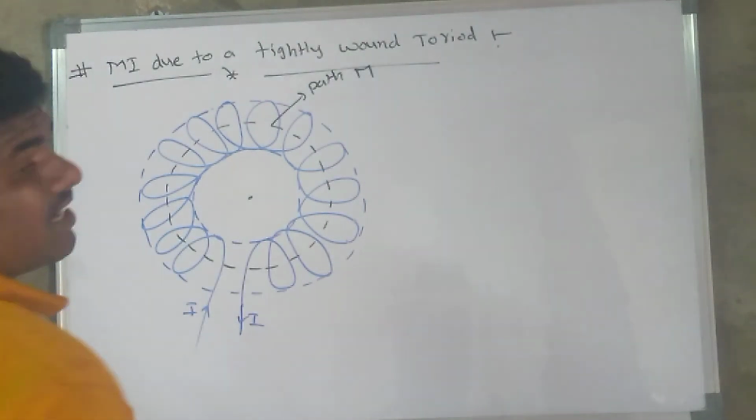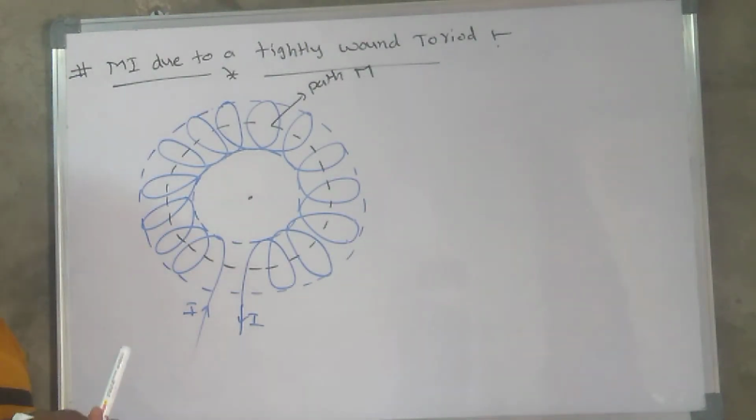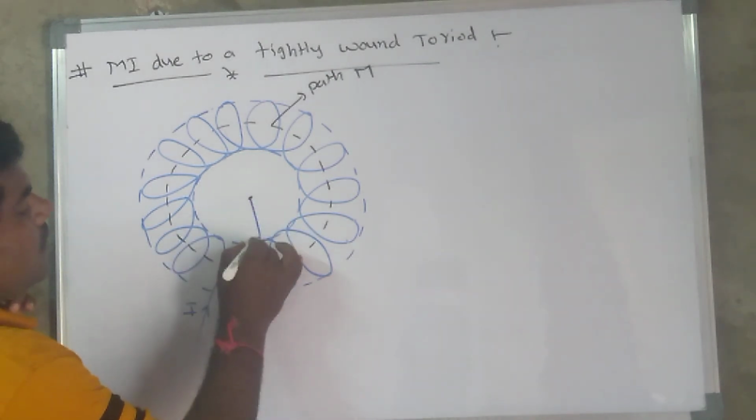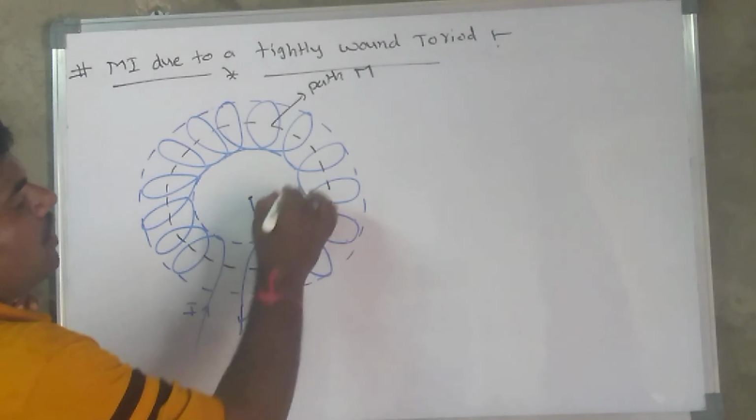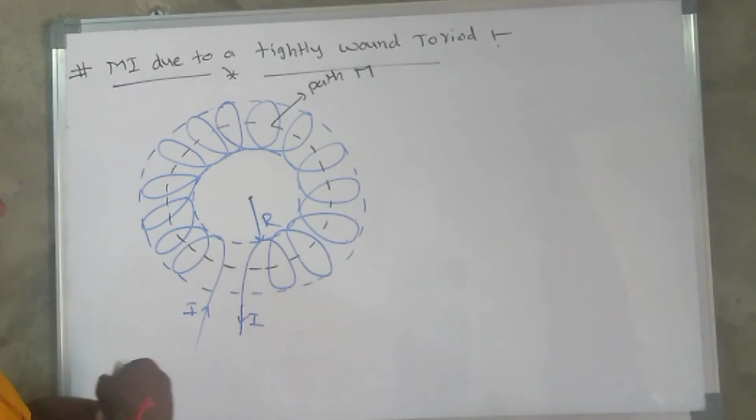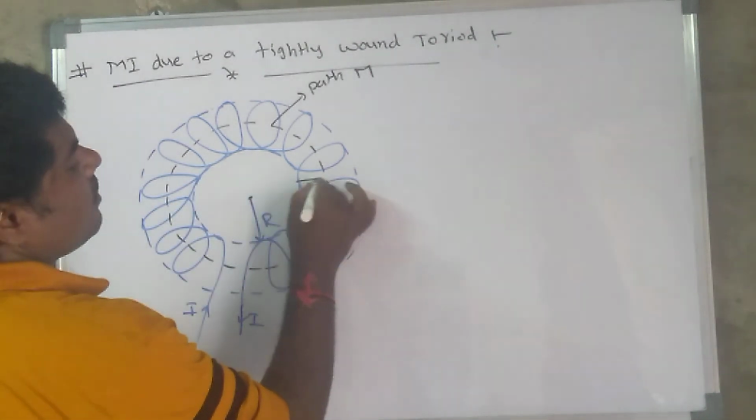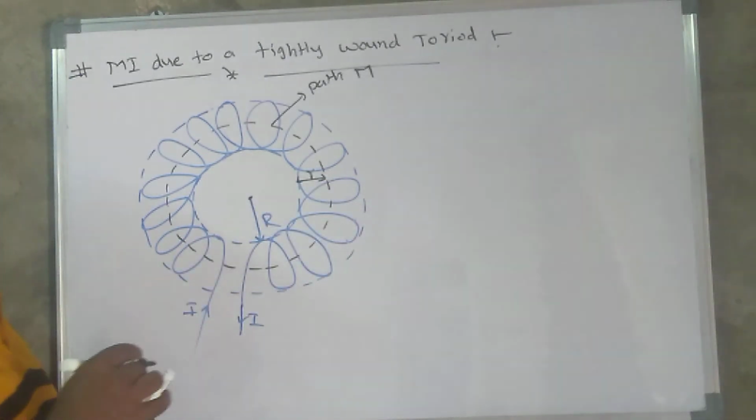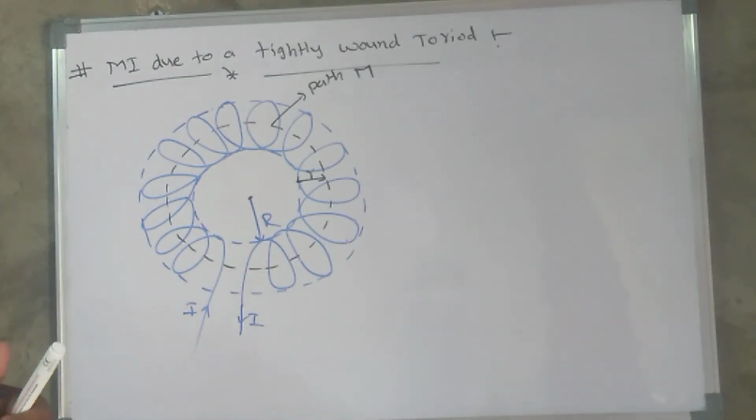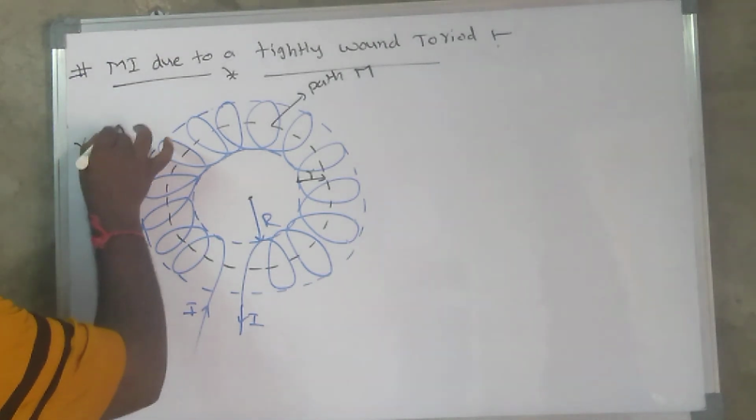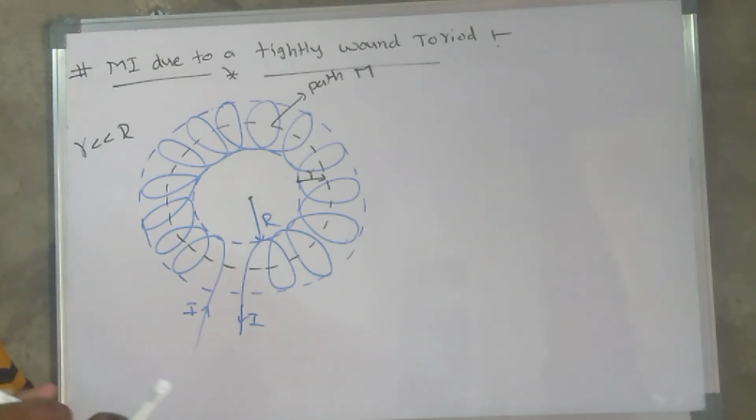So this is the center. From here to here, this distance, is the capital R radius, and from the center to the inner loop is small r. So this condition: small r is less than capital R. Very important point: small r less than capital R.